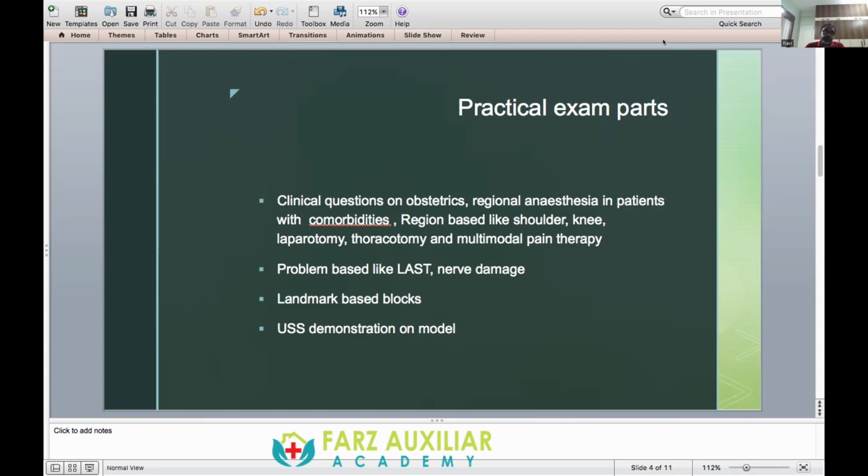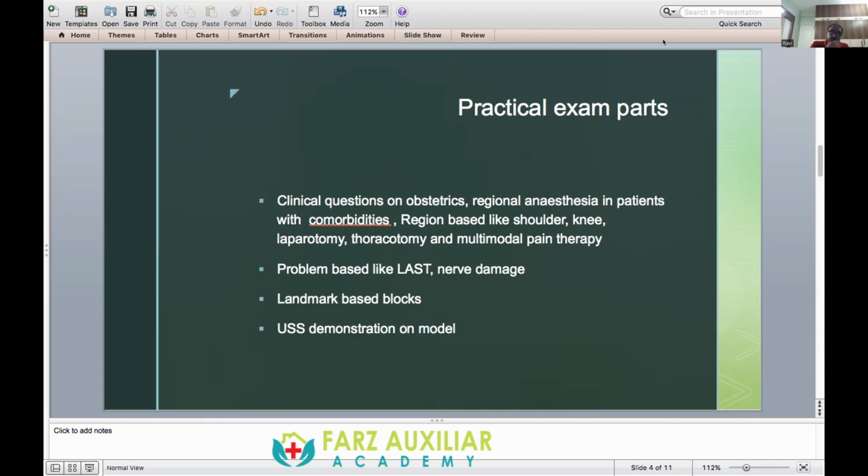Laparotomy and thoracotomy are very common questions, but laparotomy also involves non-regional techniques, and I have put a slide in later stages, so you will see it. Also talk about multimodal pain therapy. Don't jump into everything being nerve blocks. Multimodal pain therapy also works, and it should be mentioned in all the regional exams.